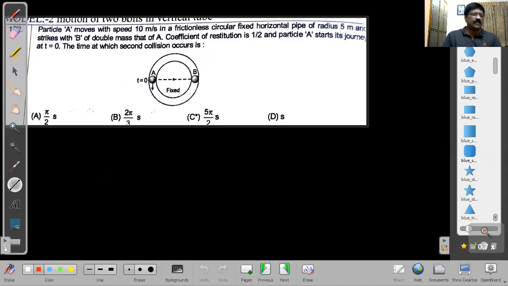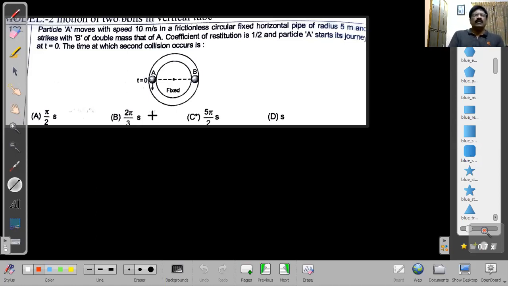Next problem you see: a particle A moves with speed 10 meter per second in a frictionless circular fixed horizontal pipe of radius 5 meter and strikes with B of double mass that of A. Coefficient of restitution is 1/2 and particle A starts its journey at t equal to 0. The time at which second collision occurs is.